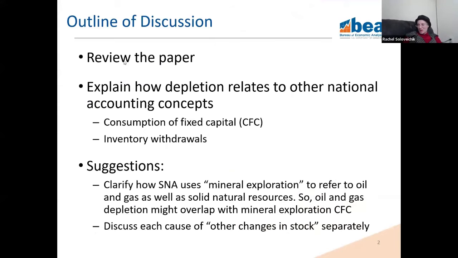So just first review the paper, though that's somewhat silly because he gave such a good presentation. And next, and this is maybe for people who are very expert national accountants, just explain how depletion relates to the other similar national accounting concepts. And it's actually a very good concept because it's very less flexible. And finally, I have some suggestions to get it a little closer to how other countries use terminology.